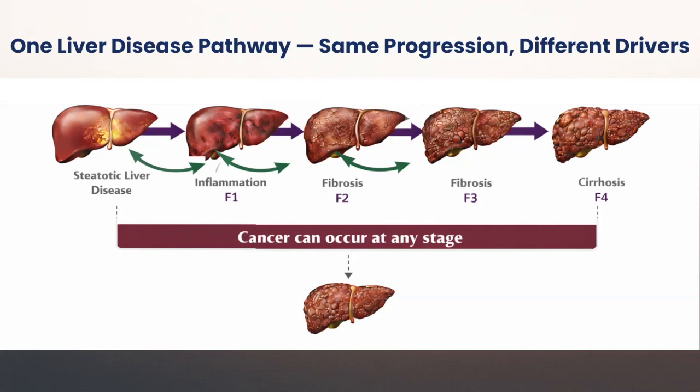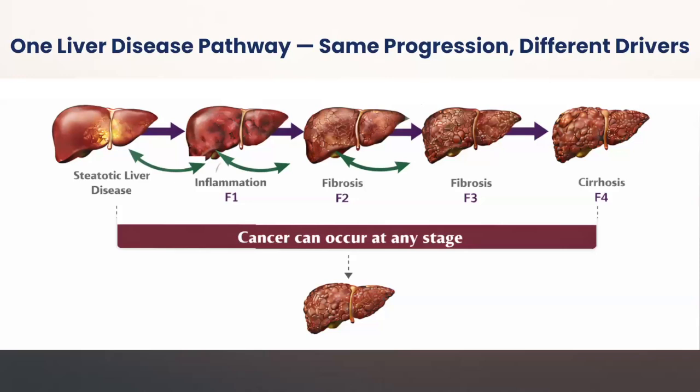So we start with steatotic liver disease, which is fat in the liver. It then forms inflammation, which is considered an F1, fibrosis 1 score. And then it goes to a fibrosis 2 score, a fibrosis 3 score. And if you still haven't done anything about your liver, you will eventually get cirrhosis. Now, the important thing to remember is that cancer can occur at any stage in this pathway.